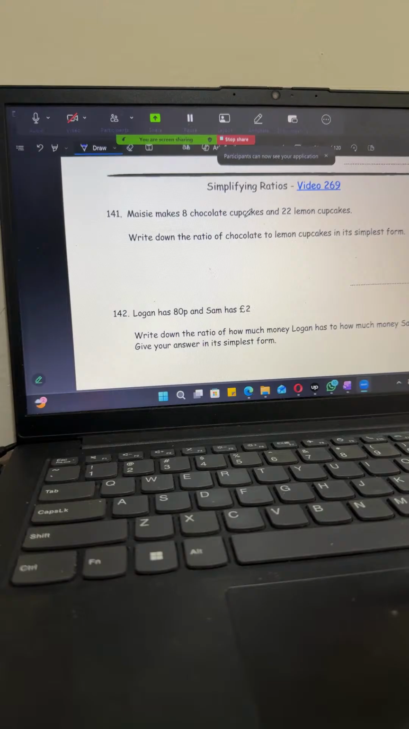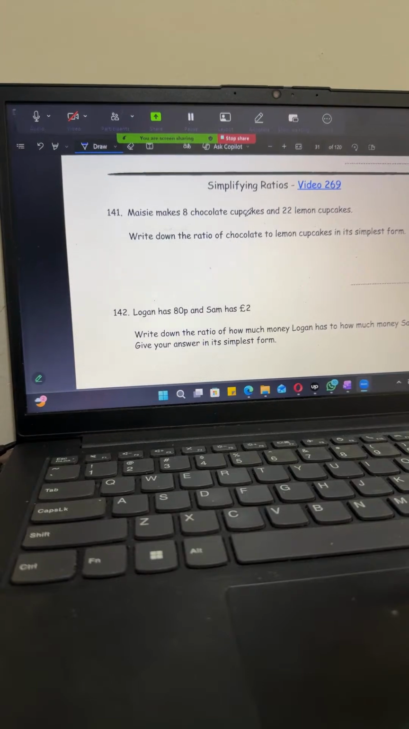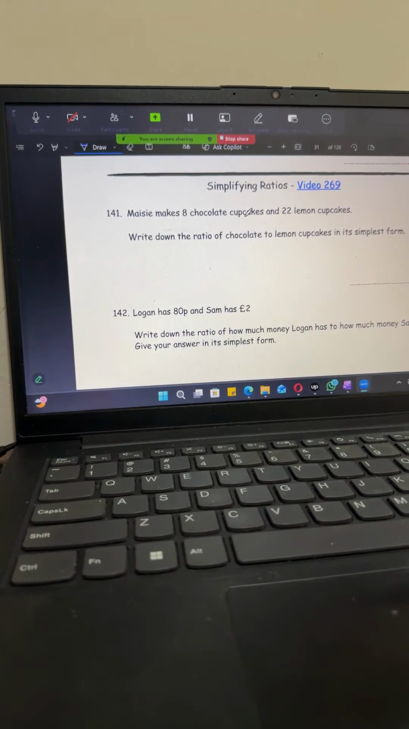Okay, are you able to solve the first question? Okay. So Maze makes 8 chocolate cupcakes and 22 lemon cakes. Write down the ratio of chocolate cupcakes to lemon cakes in the simplest form. So it's 8 to 22 in ratio. Then we simplify it. You have to find the highest common factor, which is 2. Well done. So then we'll have 4 to 11. Well done. Okay, next one.